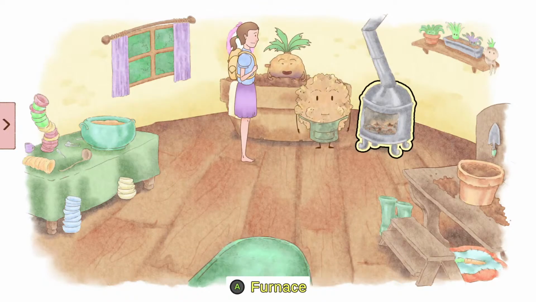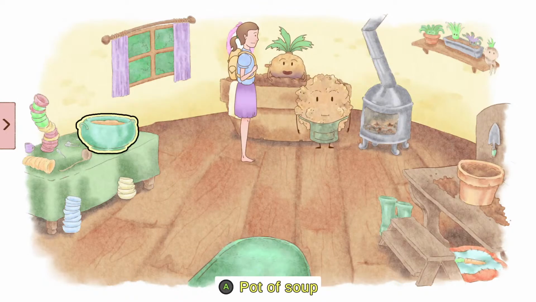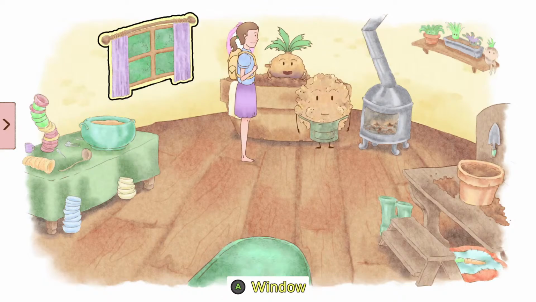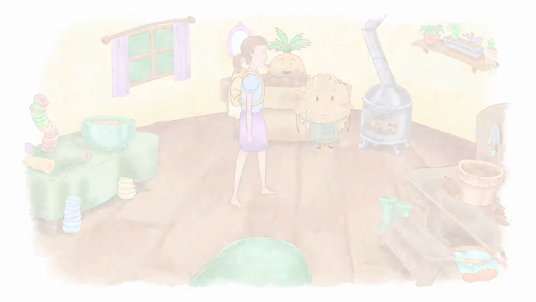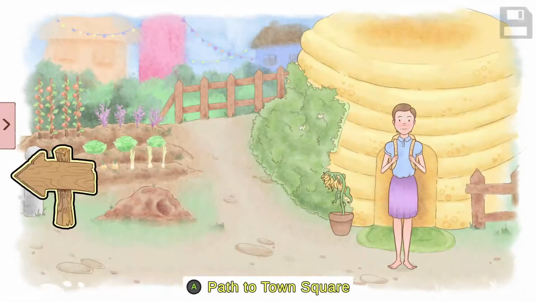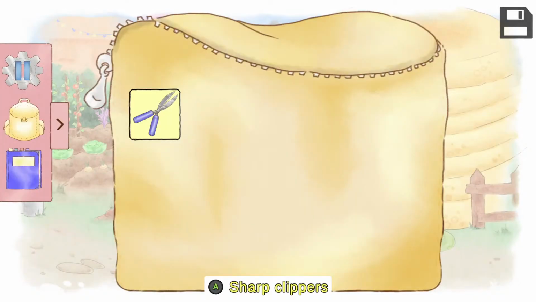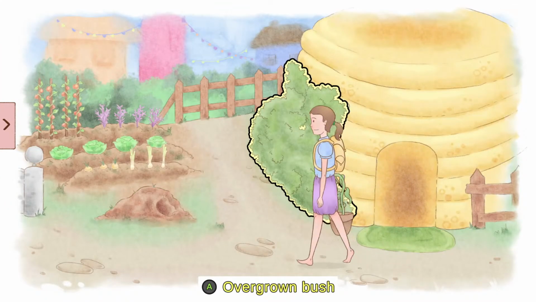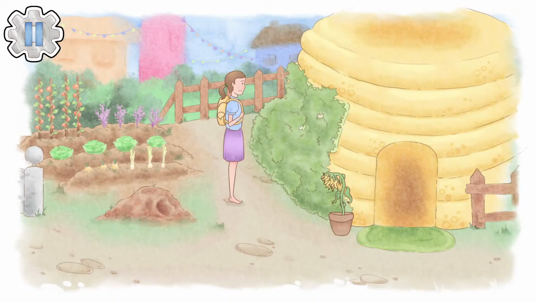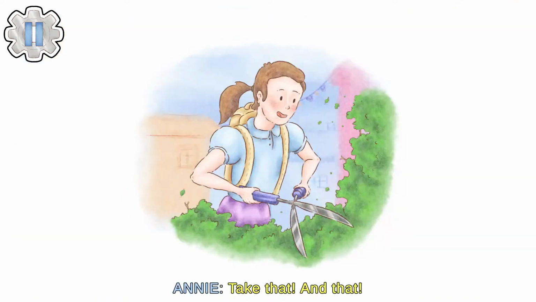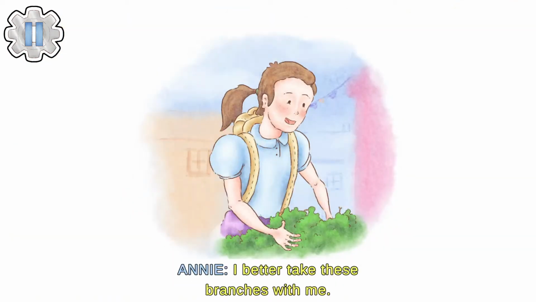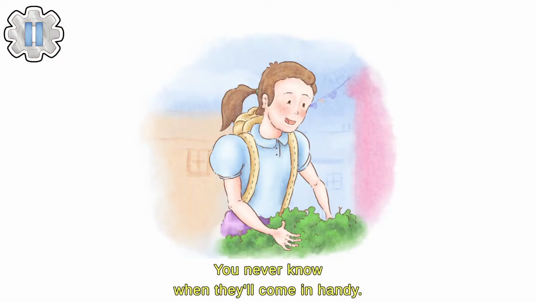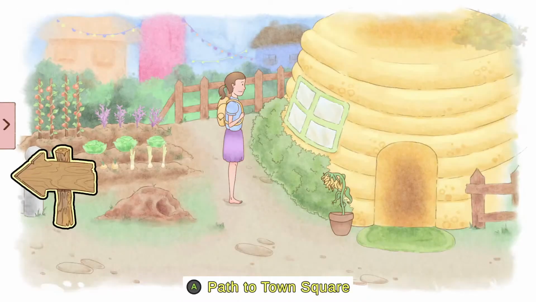Bath. The cook. Furnace. Side menu. Pot of soup. Window. Door to outside. Auto saving. Sharp clippers. Rabbit hole. Overgrown bush. Take that and that. I better take these branches with me. You never know when they'll come in handy. Wooden branches added to backpack.